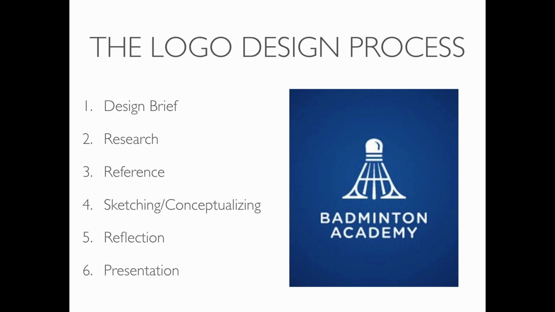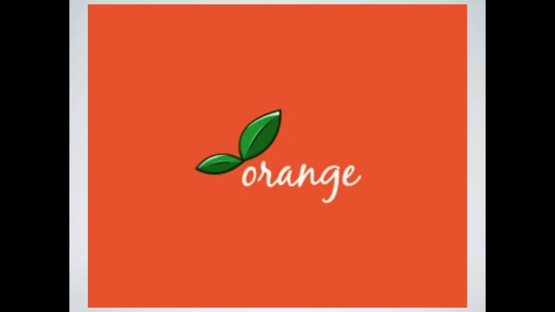So when we think about the logo design process, it's very much like the graphic design process, the architectural design process, the industrial design process. It's a design process. We start with the design brief. What is this logo going to be about? What's the company about? We move into research. Then we do reference. What else is out there? Then we do a bunch of sketching and conceptualization. We try stuff out. We say, what looks good? What doesn't look good? Then we reflect on those sketches. And then we finally get to that presentation phase, where we're actually presenting it to a particular client.